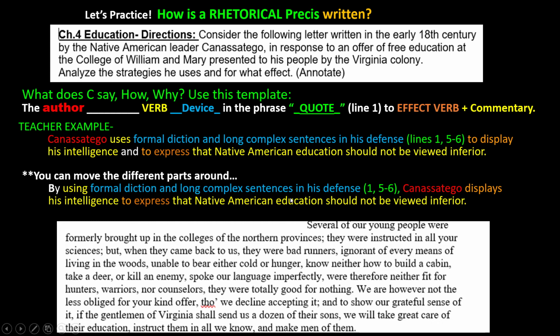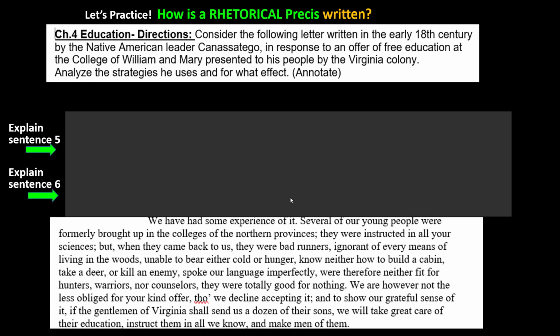Now I want you to analyze sentence number 5 and 6. We read sentence 5. Sentence 6 says, "We are, however, not the less obliged for your kind offer, though we decline accepting it. And to show our grateful sense of it, if the gentlemen of Virginia shall send us a dozen of their sons, we shall take great care of their education, instruct them in all we know, and make men of them." Now, without giving you any help, take sentence 5 and sentence 6. I want you to write a sentence for each one using the format we talked about.